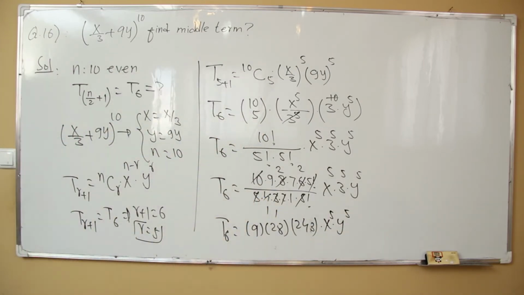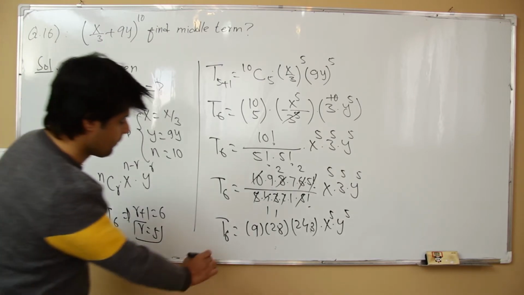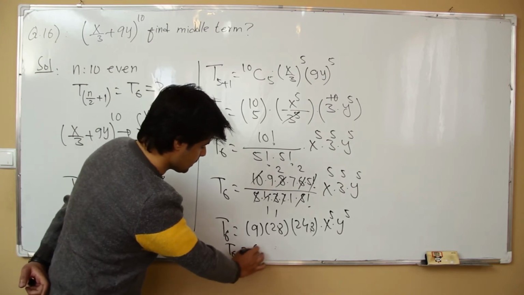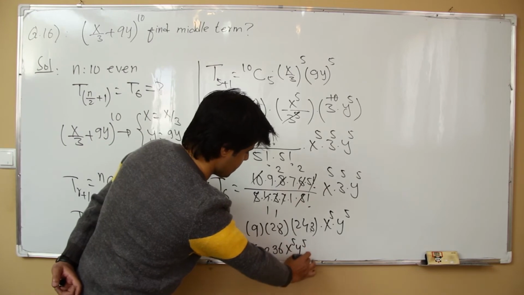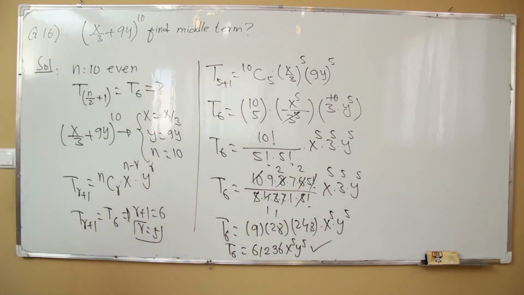Now you can simplify this one. If you want to multiply, you will have the answer 61236. T6 is 61236 x to the power 5, y raised to the power 5. This is the middle term for (x/3 + 9y) raised to the power 10.